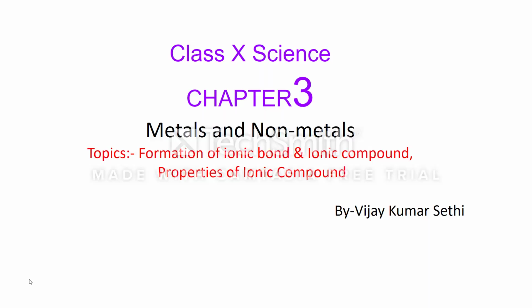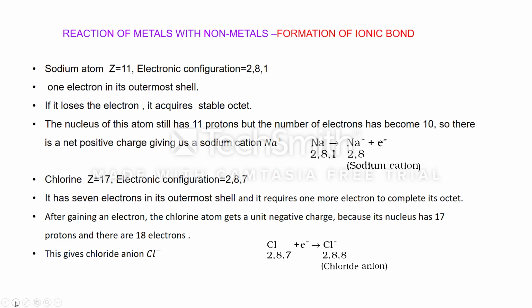Hello friends. In previous videos we have discussed the different chemical reactions of metals and non-metals. Now in this video we will discuss how a metal reacts with a non-metal, that is, formation of ionic bond and ionic compound and properties of ionic compounds. Let's begin with how a metal reacts with a non-metal, that is, how an ionic bond is formed.